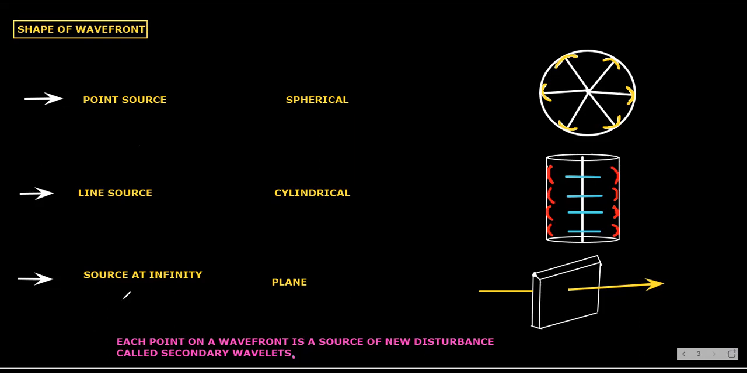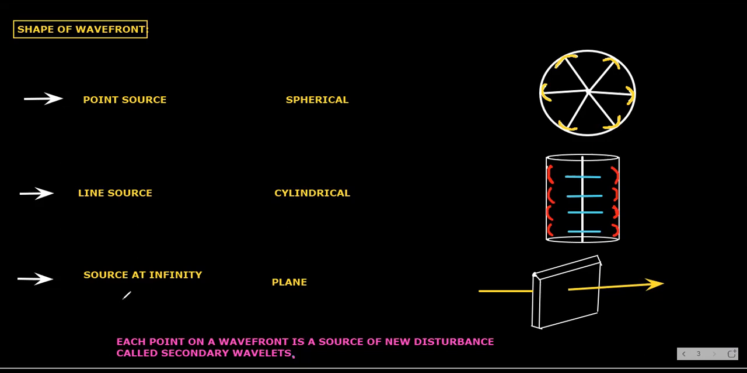And suppose the source is at infinity, for example, the sun is at infinity. It is very far away. Then for these types of sources, we can say the wavefront is a plane wavefront. See here, this is one plane, and this is how the light wavefront is.